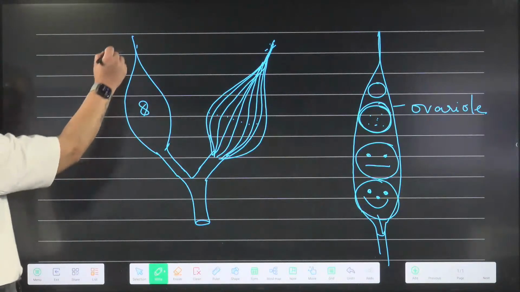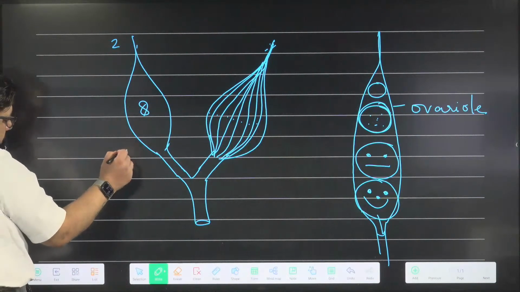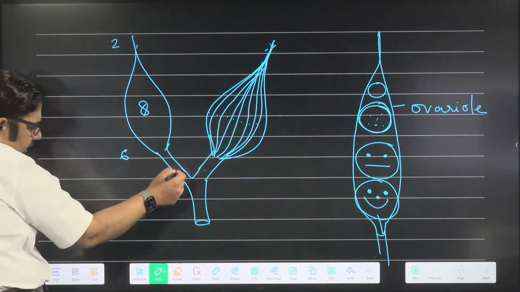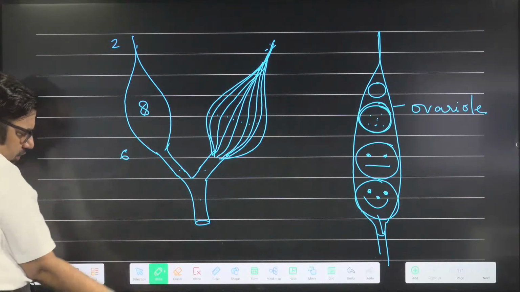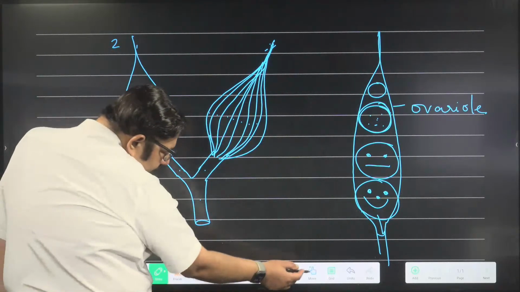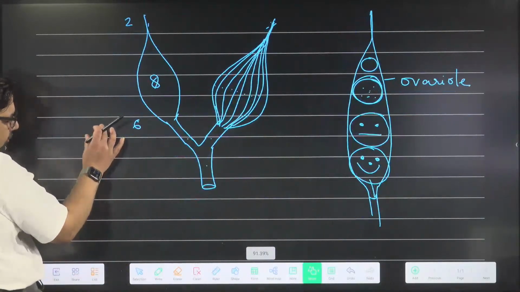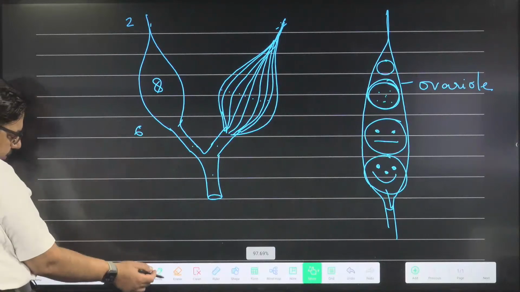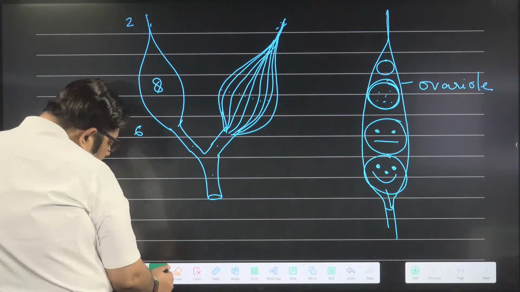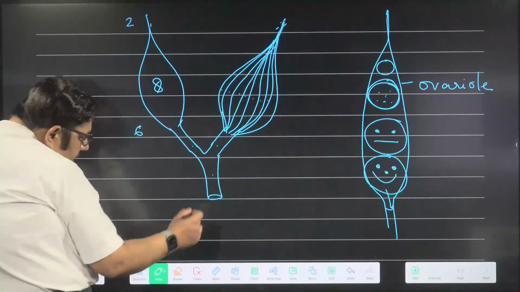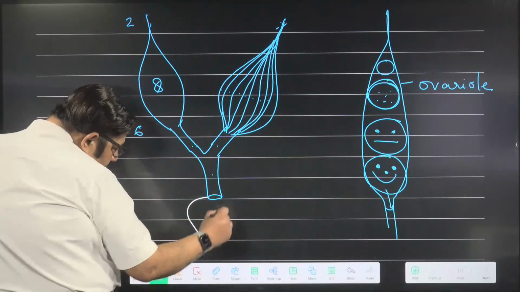Okay, so this extends from 2 to 6, 2 to 6, and these are the oviducts, very easy. And this is the common oviduct, also known as the vagina. Okay, very easy so far. And then you know that there is a brood pouch. There is a brood pouch here. This is a brood pouch.